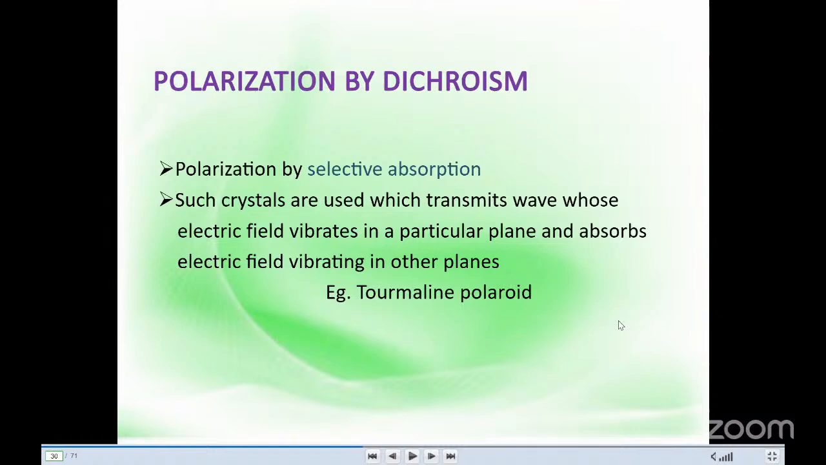Next, polarization by dichroism. This concept is based on selective absorption. Such crystals transmit waves whose electric field vibrates in a particular plane and absorb the electric field vibrating in another plane. One such crystal is tourmaline, a polaroid.